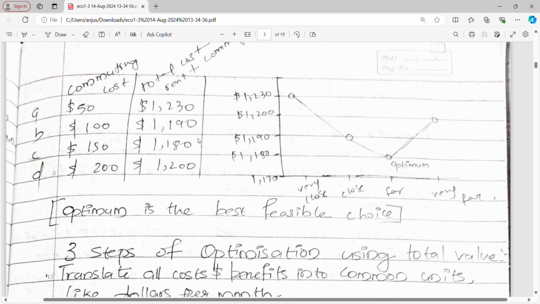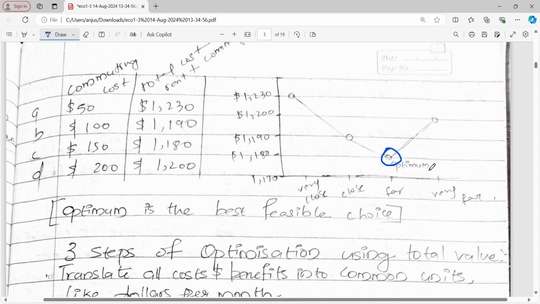And here when we check the total cost, the cheapest option is C, that is far. Then it will only cost you $1,108. Rent plus commuting time cost only $1,108. That is the optimum point. Optimum means it is the best feasible option. So I have marked it here. It is the optimal point.